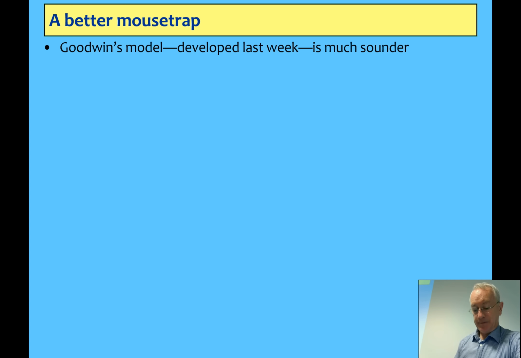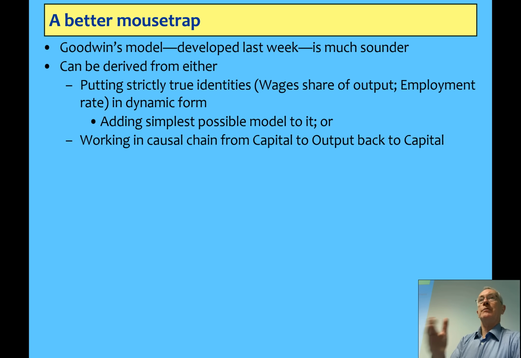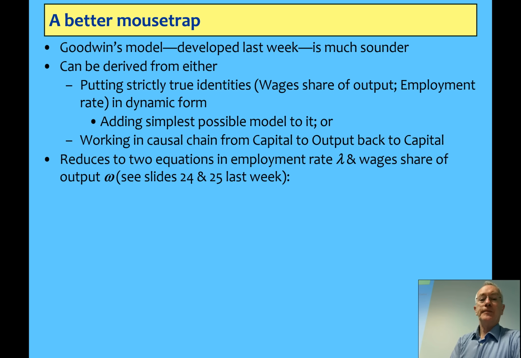So you need a better approach, and that's where Goodwin is one of many. I mean, you've got plenty of Paleskian models and so on, as you know. I'm sticking with Goodwin because I think it's underdeveloped, and to me it's also, as I've realised, you can derive it from identities in the economy, and I think that's actually the right logical basis to start from. Start with the identities and add your detail around that as you expand. So you can derive it, as I showed last week, either by starting from strictly true identities and putting them in a dynamic form, or you can work from a causal chain, as I did when we did the flowchart model with Minsky last week. You work a causal chain from capital to output to labour, etc. You get exactly the same model. Now, it reduces to two equations, and I showed you that in the slides last week.